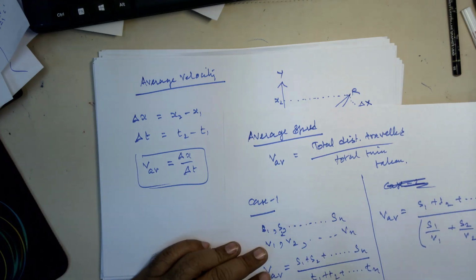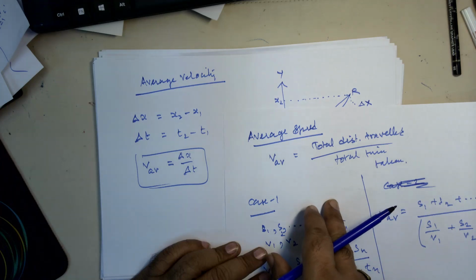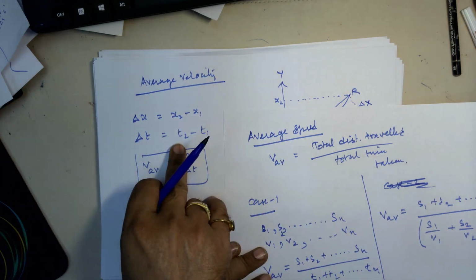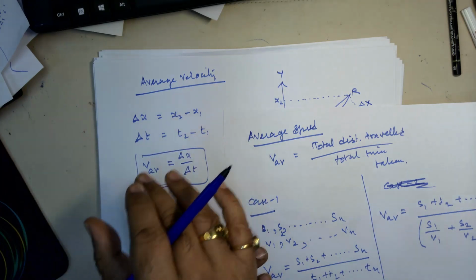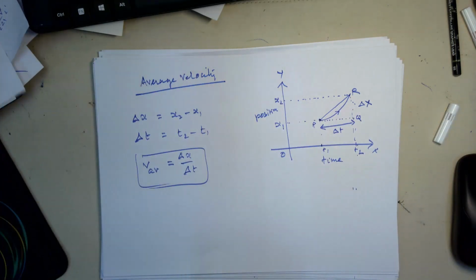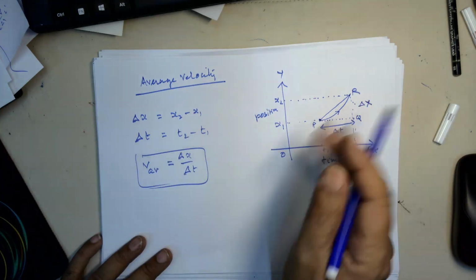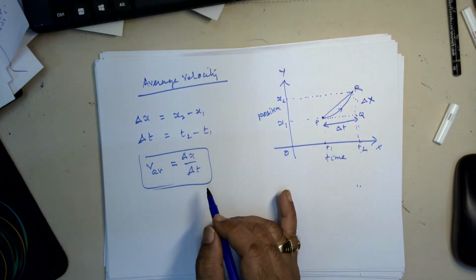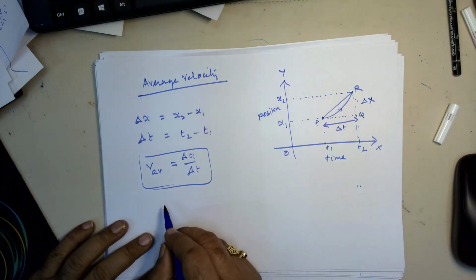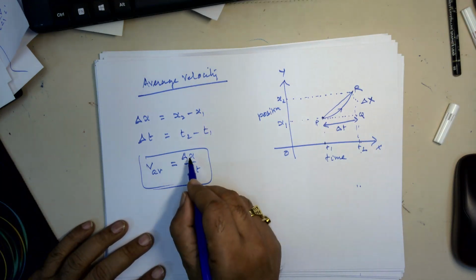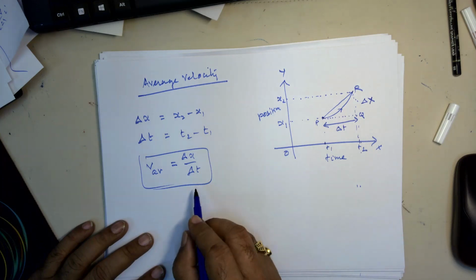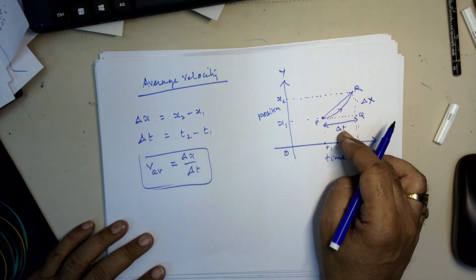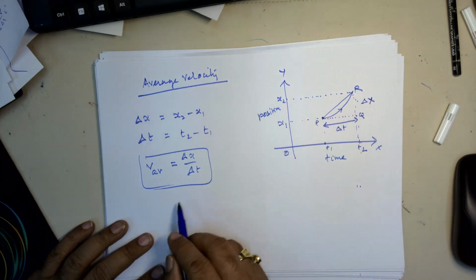Yes, sir. But when I discuss the average velocity, I am not using the term total. Instead, I am using net, meaning the difference, right? Final minus initial. So delta x divided by delta t, and this indicates the slope of the line. Delta x divided by delta t is nothing but the slope of the line.